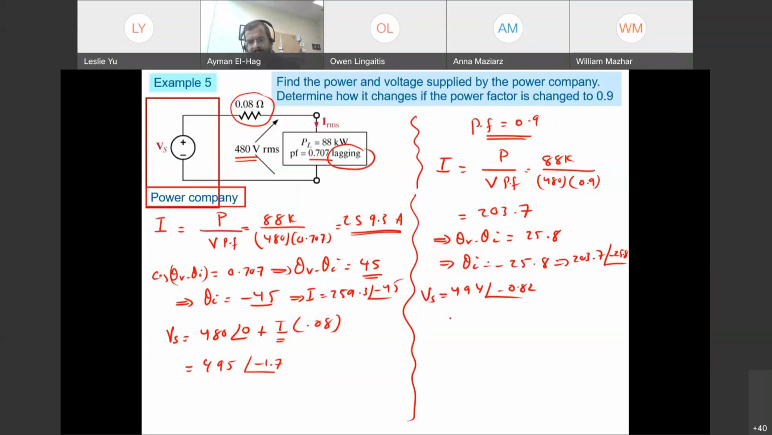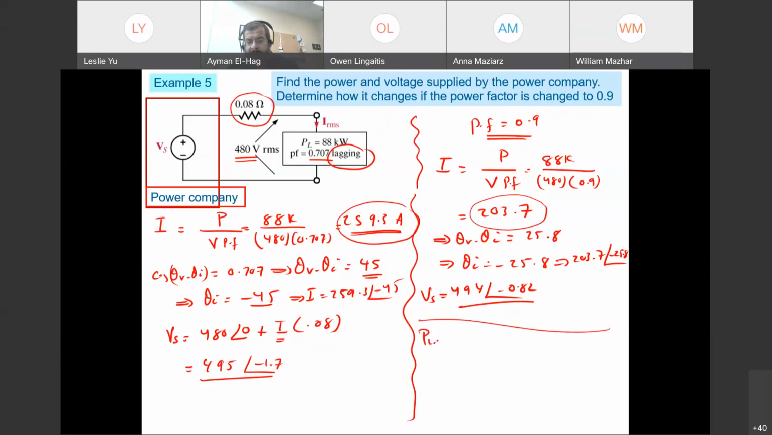The voltage at the source has changed a little bit. When the power factor was 0.707, it was 495 angle of minus 1.7. Here it becomes 494 angle of minus 0.81. That's not really a big advantage. But let's look at the current. The current that goes into the line here is 259.3. It drops to 203.7. Let's see the impact of this on the line losses.